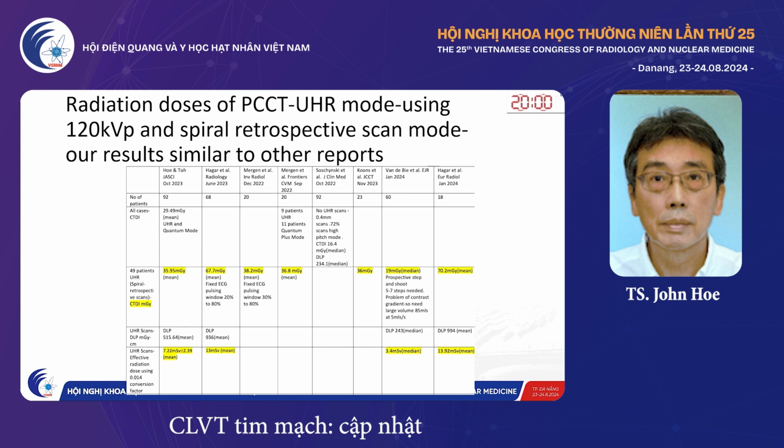Here's a paper that was 13 millisievert on average, another 13.92 millisievert. This dose was much lower, but they didn't do retrospective gating. They did step and shoot, which is not really practical in clinical practice because the Z coverage, as I mentioned, is 2.4 centimeters.